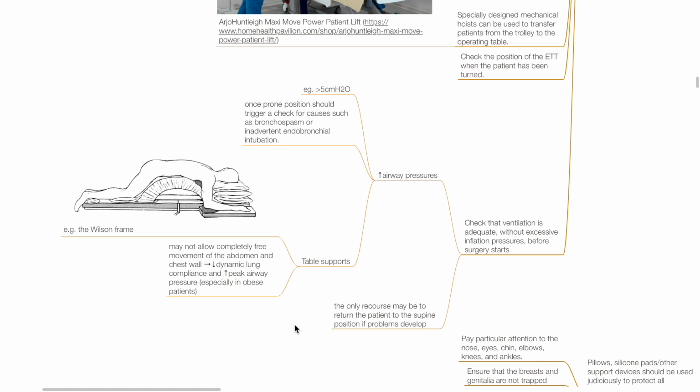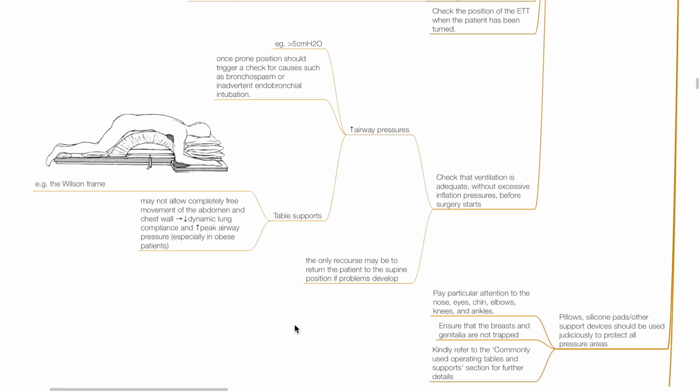Increased airway pressures, for example more than 5 cmH2O, once in the prone position, should trigger a check for causes such as bronchospasm or endobronchial intubation. Table support such as the Wilson frame may not allow complete free movement of the abdomen and chest wall. This may reduce dynamic lung compliance and increase peak airway pressures, especially in the obese. The only recourse may be to return the patient to the supine position if problems develop.